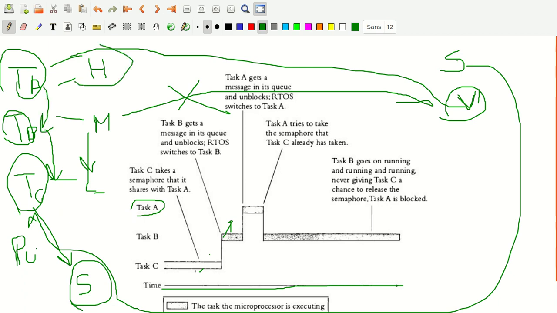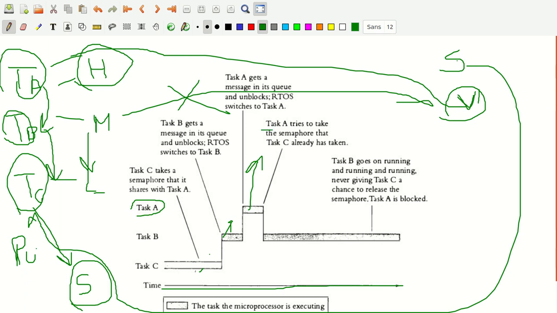Because task A priority is highest here. Task B gets a message in its queue and unblocks, and the RTOS switches to task B. Now task A gets a message in its queue and unblocks, and the RTOS switches to task A. Task A will be running because its priority is highest here, so task A has to be given more precedence. Task A keeps on getting executed, and there is no issue in that.